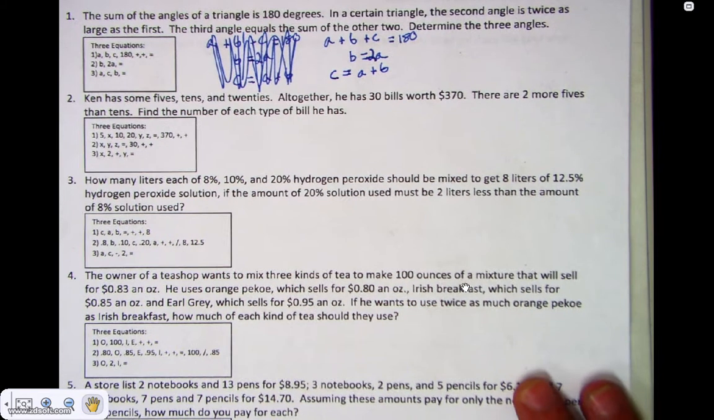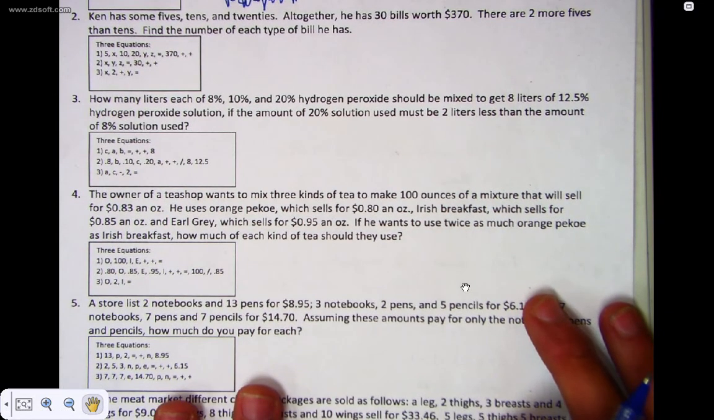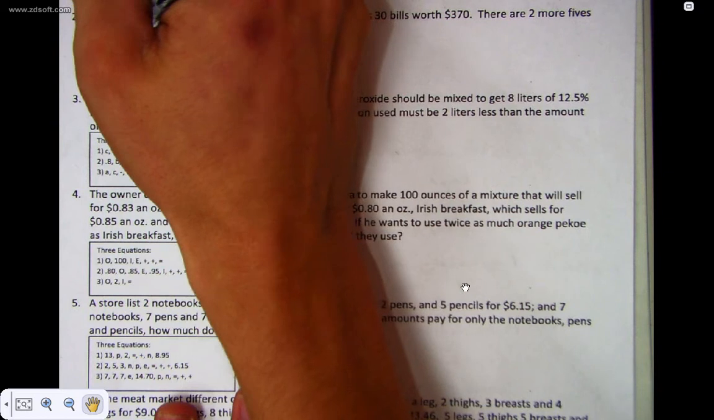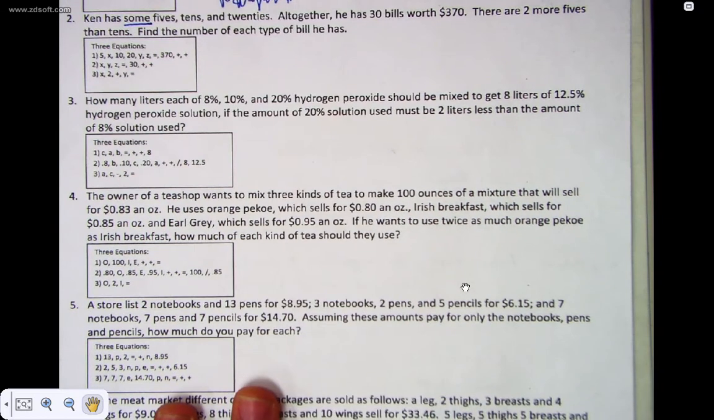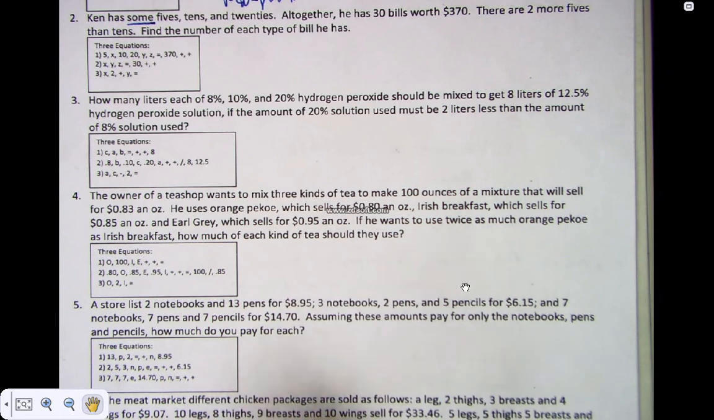All right, so now let's go on to something a little more complex. Ken has some fives, tens, and twenties. So first of all, look at that word. It doesn't just jump off the page. You kind of have to search for it. But look, Ken has some fives, some tens, and some twenties. Do we know how many fives, tens, and twenties he has? We don't. We have no idea.